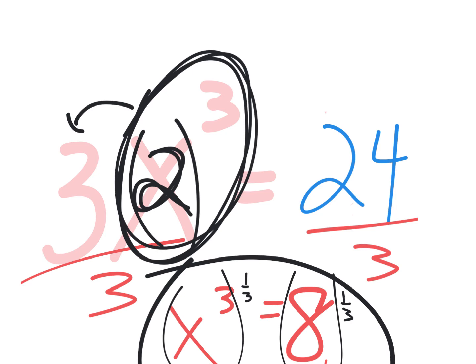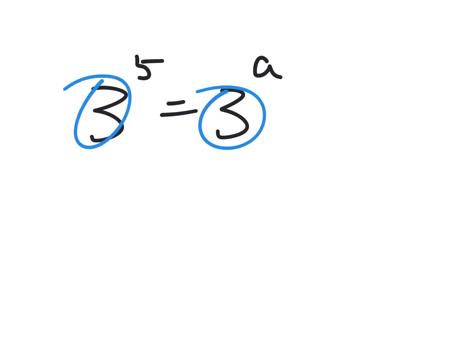Can you read me problem 1 of the Schoology quiz, Megan? 3 to the power of 5 equals 3 to the a? Yeah. Okay. All right. This one stumped the entire class last time, but I think I've helped you figure it out. Got this? What's A gotta be? A is 5. Because if these are equal, then these have to be equal. And so A must equal 5.